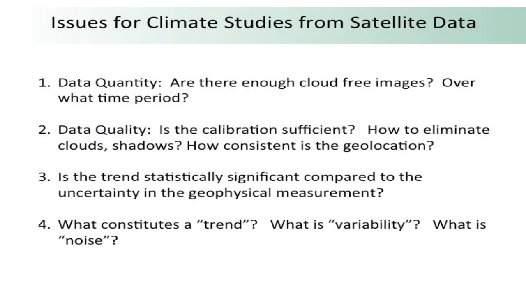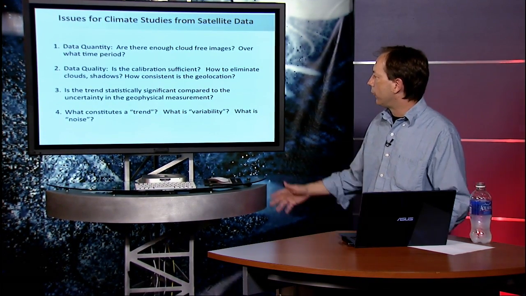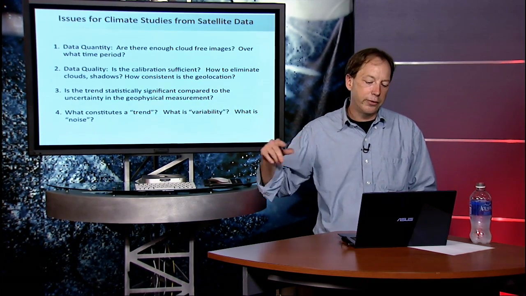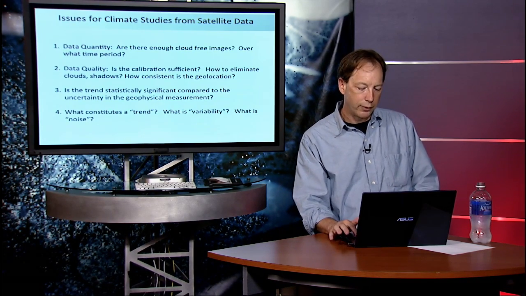Calibration is extremely important. Again, if the observation itself is changing through time because of the instrumentation, that's an insufficient basis for detecting climate-related trends. And then finally, a variety of questions related to the analysis approach itself that boil down to the question: is the trend or the variability you're trying to detect statistically significant compared to the uncertainty of the measurement itself? And we'll talk more about that in a second.